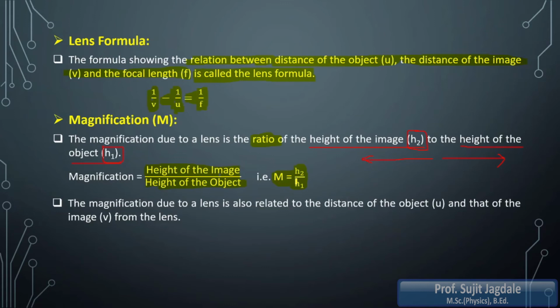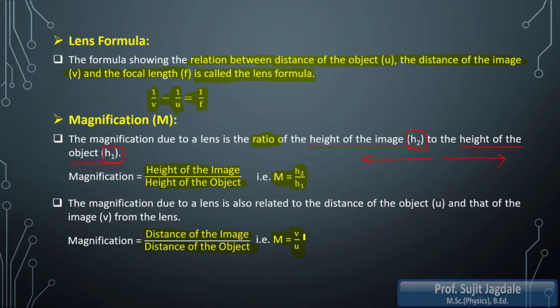And the magnification due to the lens is also related to the distance of the object and that of the image from the lens. That means instead of heights, you can also take the distances of image or object. So the second formula for magnification is distance of image divided by distance of object. We know that distance of image is indicated by v and distance of object is indicated by u. Therefore the second formula for magnification is M is equal to v upon u. So you have to decide which factors are given.